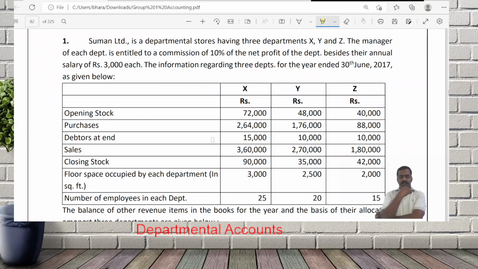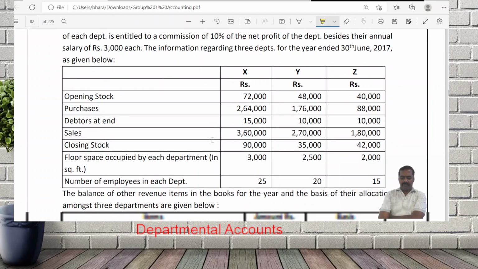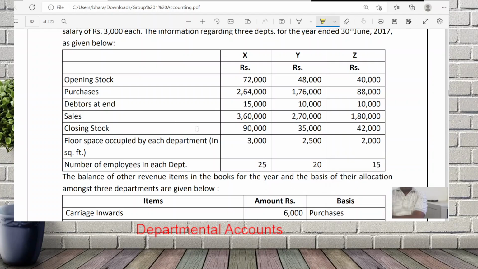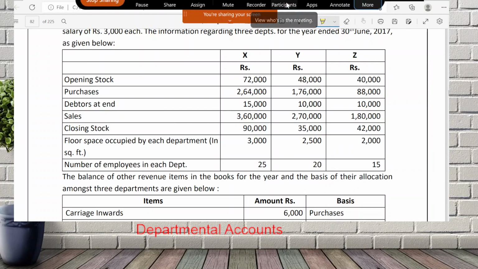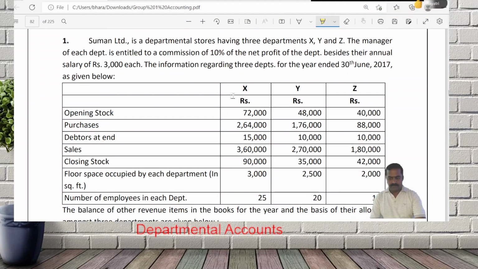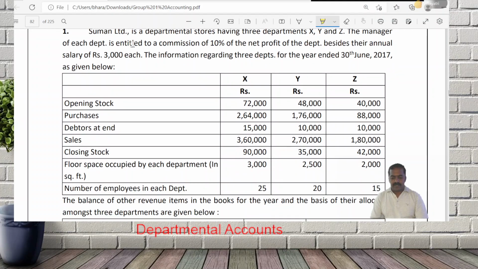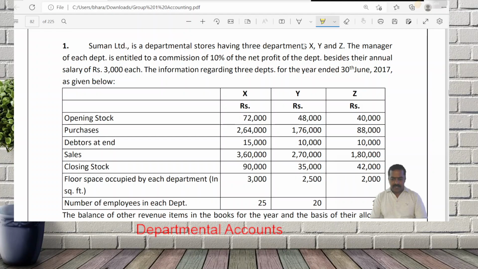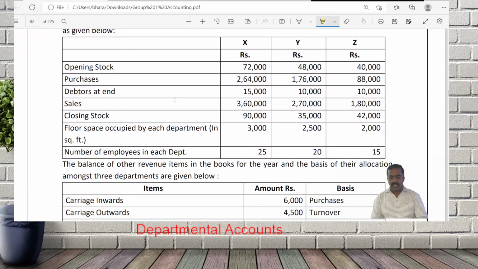Suman Limited is a departmental store having how many departments? 3 departments. The managers are entitled to how much? 10% of net profit of the department besides their annual salary of 3,000 each. The information regarding departments is given. What is given to us? Read this. 3 departments, X, Y, Z. The manager of each department is entitled to a commission of how much? 10% of net profit besides their annual salary of how much? 3,000 each.